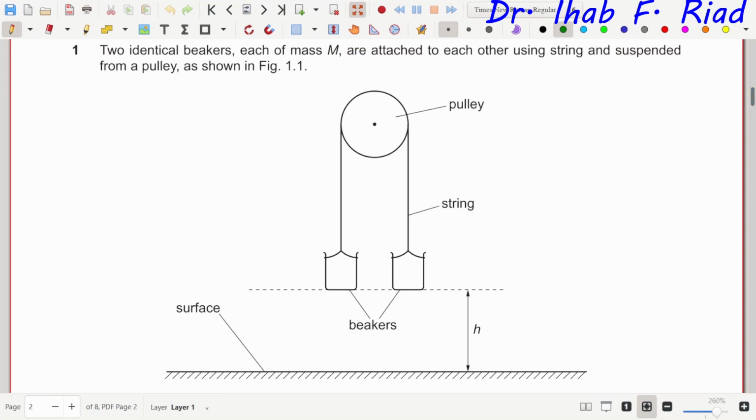We have two beakers. This is a beaker and that is a beaker. Each has a mass m, and they are connected with a wire, and we have a pulley. Both are set a distance, or a height h, from the surface. Okay, so let us go further.